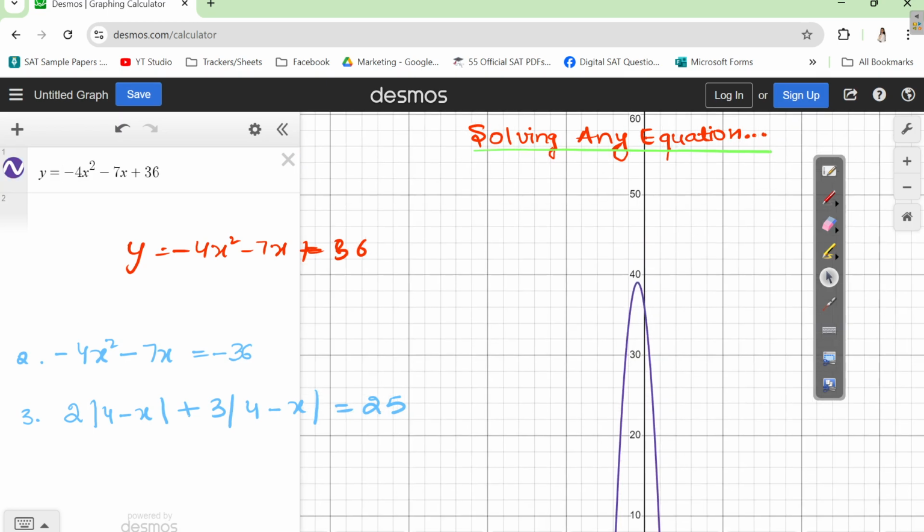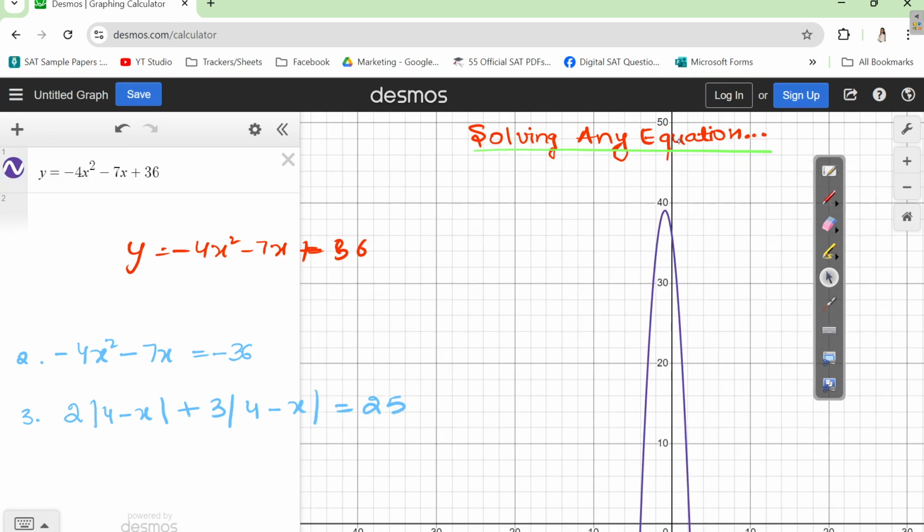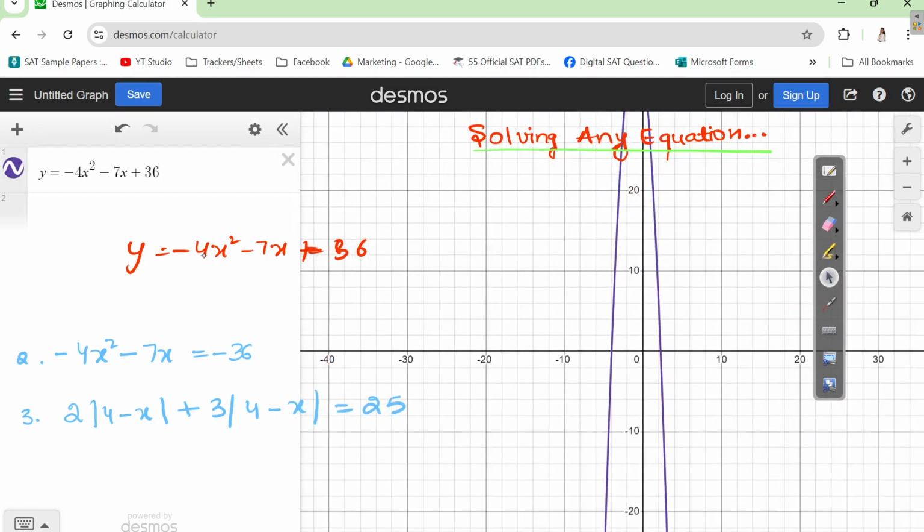This is the actual graph, and it is a downward opening parabola because the coefficient of x squared is negative, and you can see that the points of intersection with the x-axis are -4 and 2.25. Remember, the solutions will always be the x values. So -4 and 2.25 are the two solutions.